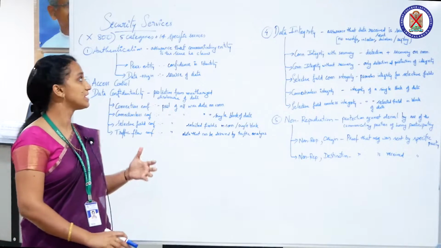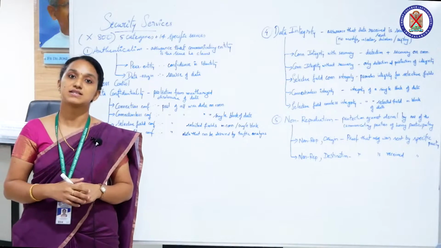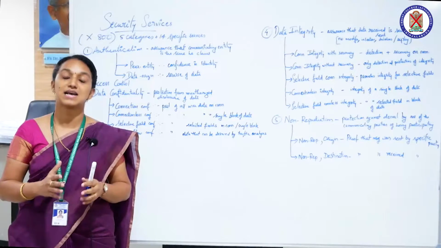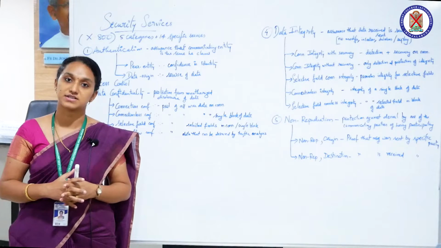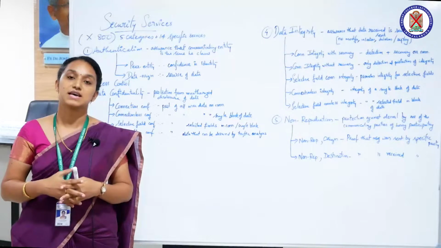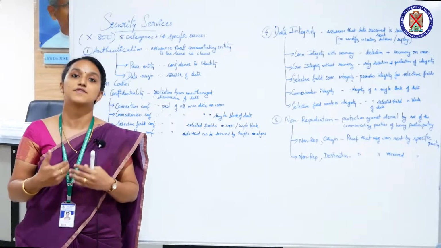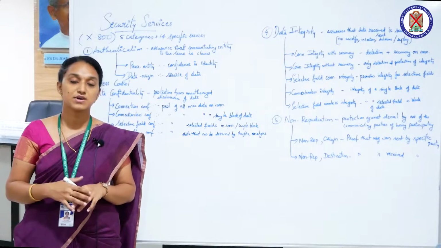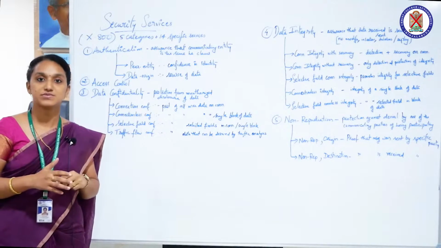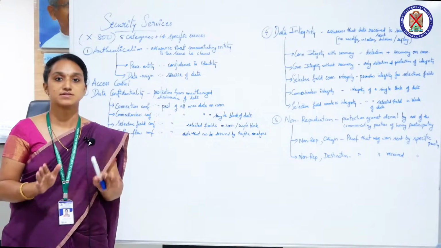So to start with, let me talk about the security services. ITU is the International Telecommunication Union. X.800 is a standard recommendation for the security architecture. And so X.800 security services can be defined as any service that is provided by the protocol layer of the communicating systems. Now, as per X.800, the security services are divided into 5 categories and 14 specific services.